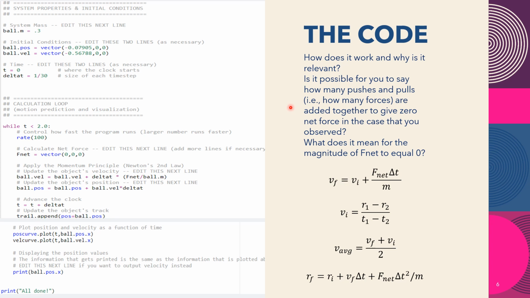Is it possible to say how many pushes and pulls are added together to give a 0 net force in the case that is observed? Whatever force caused the initial motion must be able to counteract a friction force, for example, that will be acting due to the table and the duct tape interacting. And for the magnitude of net force to equal 0, these two forces will need to cancel each other out and therefore be of the same magnitude but in different directions.